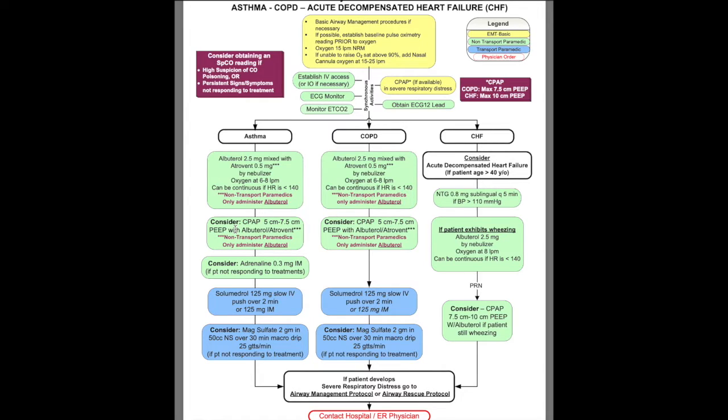Depending on the nature of the call, you're going to increase or decrease the PEEP. We already talked about that. If it's asthma, you're going to go 5 to 7.5. If it's CHF, you're going to go 7.5 to 10.